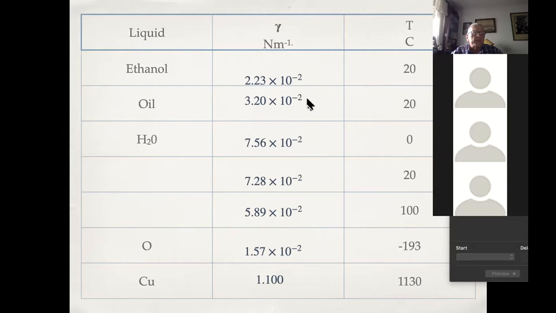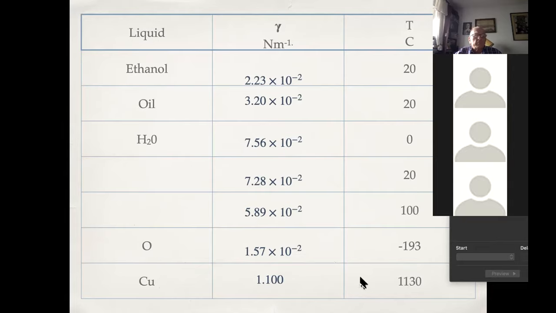It's also 10 to the minus second newtons per meter, but the coefficient is slightly larger. If you look at the water, then I have collected here the values of surface tension for various temperatures: at 0 centigrade, at 20 centigrade, and at 100 centigrade. And you see that the surface tension is lowered with increasing temperature, and we will come back to this point in a minute.